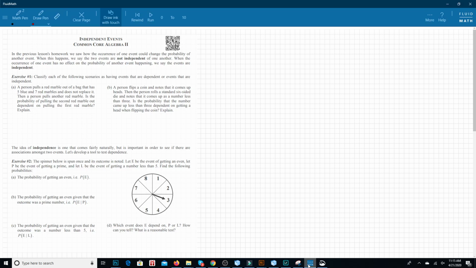The probability of getting an even given the outcome was a prime number. So initially the number was a prime number. There's only one even prime number out there, which is 2. So the probability would be 1 over 8, right? Because it's 2. Just the number 2. That's the only prime that's also even.